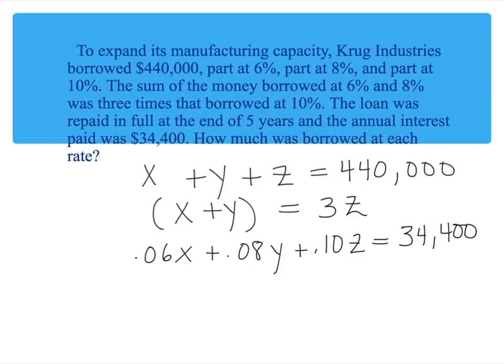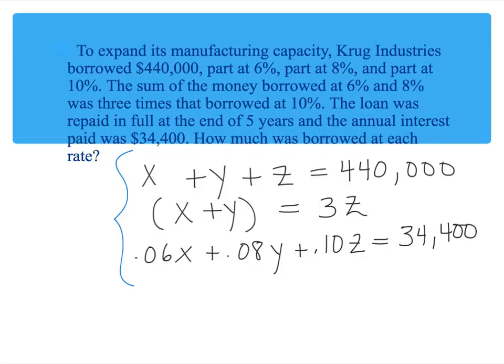So the next problem that we're going to look at is about a manufacturing capacity. We've got Krug Industries. They're borrowing $440,000, part at 6%, part at 8%, and part at 10%. We know the sum of the money borrowed at 6 and 8% was 3 times that borrowed at 10%, and the loan was repaid in full at the end of 5 years, with the interest paid being $34,400.